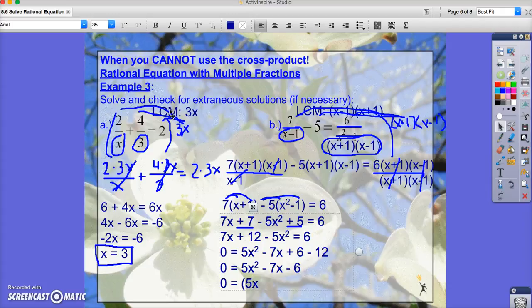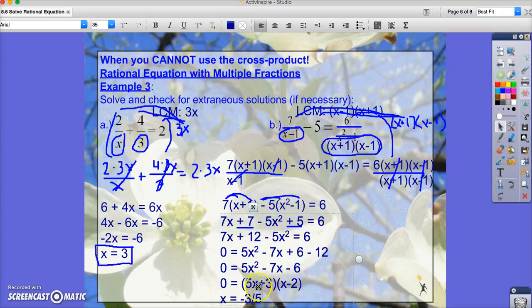You're going to have to guess and check what works. We get 5x plus 3 and x minus 2. If we do outer, I get negative 10x plus inner is 3x. Negative 10x plus 3x is negative 7x. So when I solve, you're going to get two answers. You're going to get x equals negative 3/5.